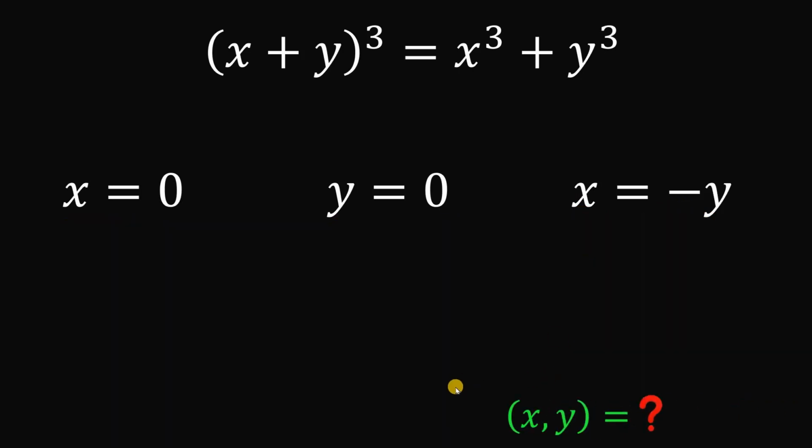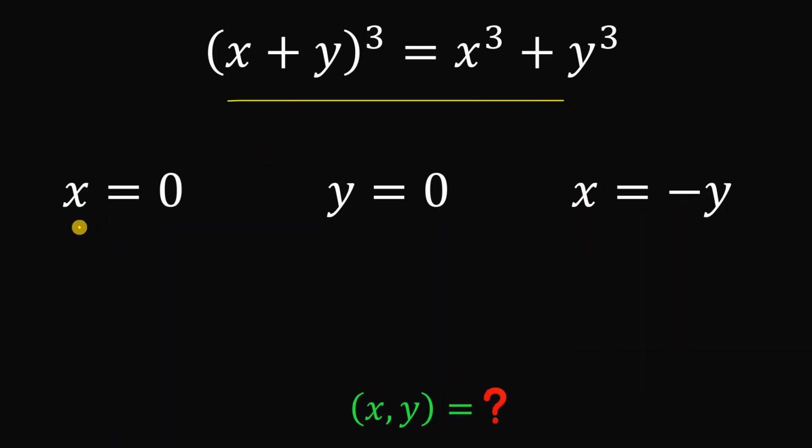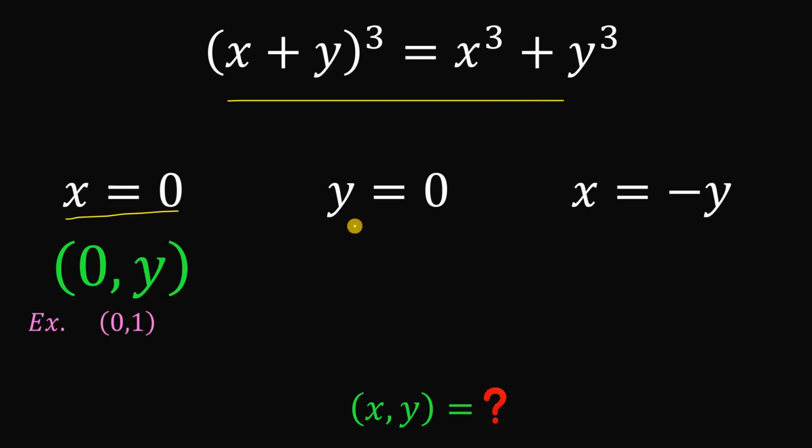But take note, we want ordered pairs that satisfy this equation. Now, in the first case, when x = 0, y is any real number. So we have (0, y). For example, we get (0, 1). This ordered pair satisfies this equation. If we replace x with 0 and y with 1, we get 1 = 1. Also, (0, -2) satisfies this equation, and (0, 20) also satisfies this equation, and so on, as long as those ordered pairs follow this pattern, (0, y).